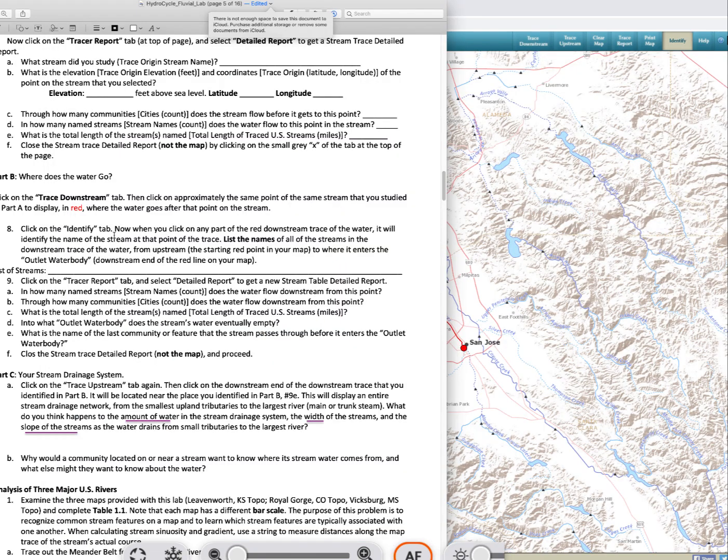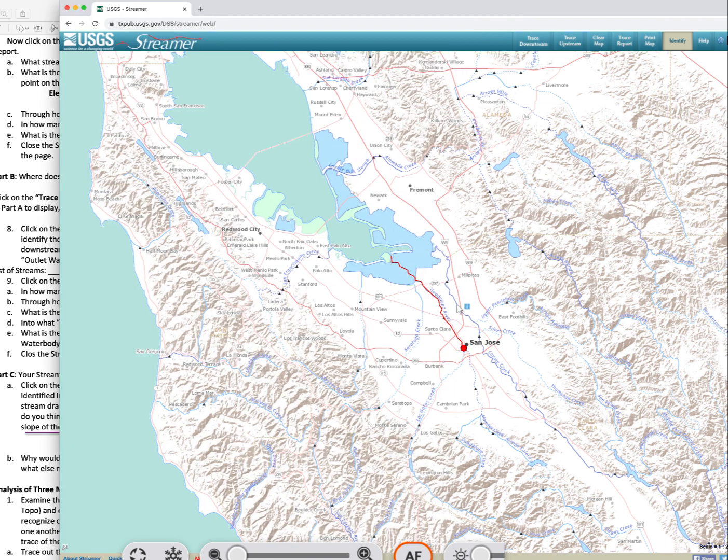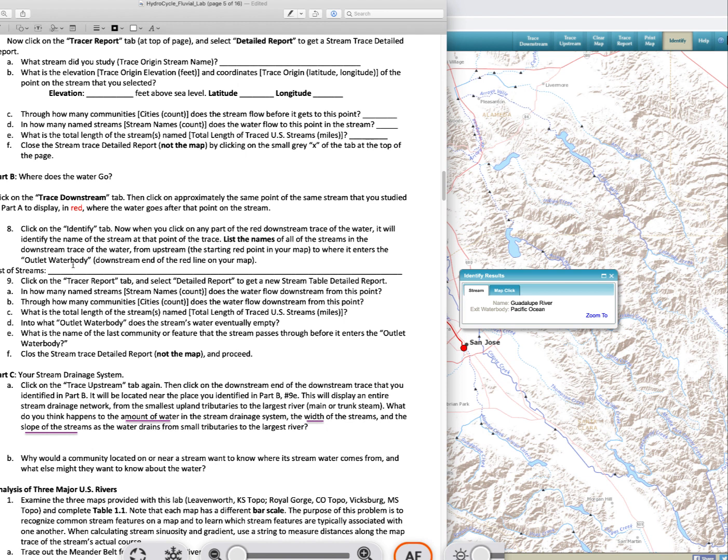And now when you click on any part of the downstream trace of water, it will identify the name of the stream at that point. So let's just click down here. And basically the Guadalupe River is kind of an easy one because it's just one that leads to, in this case, the Pacific Ocean, which really the San Francisco estuary does lead into the Pacific Ocean. So we've done that. And so really the only stream here, we would say Guadalupe River. It tells us right there.